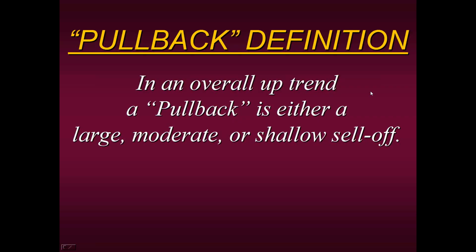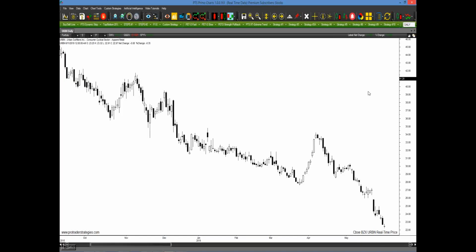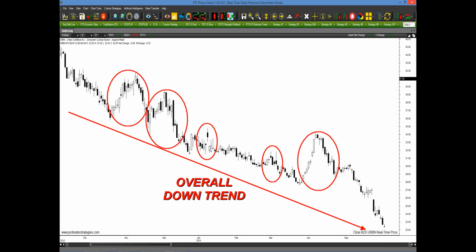Now, conversely, in an overall downward trending market, a pullback is simply a large, moderate, or shallow rally, okay? So as we look here at this older chart of urban, obviously in hindsight, the overall trend is down. So what we're looking for are these large, moderate, or even shallow little bounces and rallies for us to take advantage of, because these are the ideal places to sell.